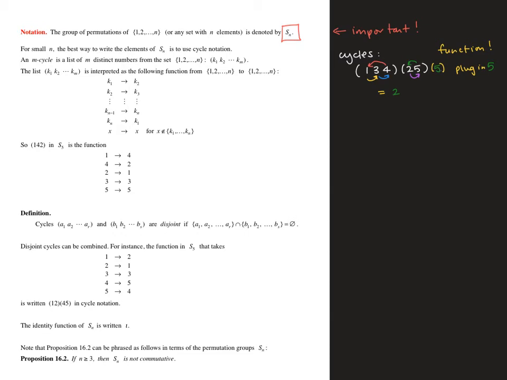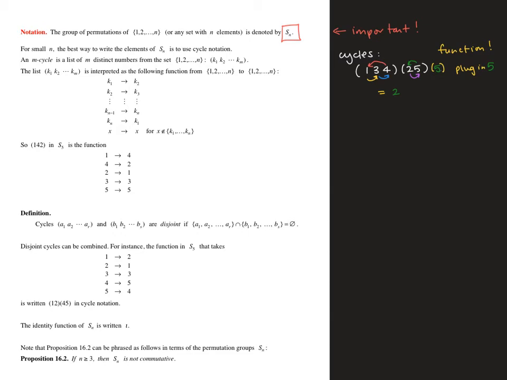Oh, and if we tried to plug in 6, or 0, or -18, or pi, or whatever, this doesn't do anything to those because they're not part of cycles. We could think of those as belonging to, I don't know, unicycles or cycles of one element. They get fixed by this permutation.